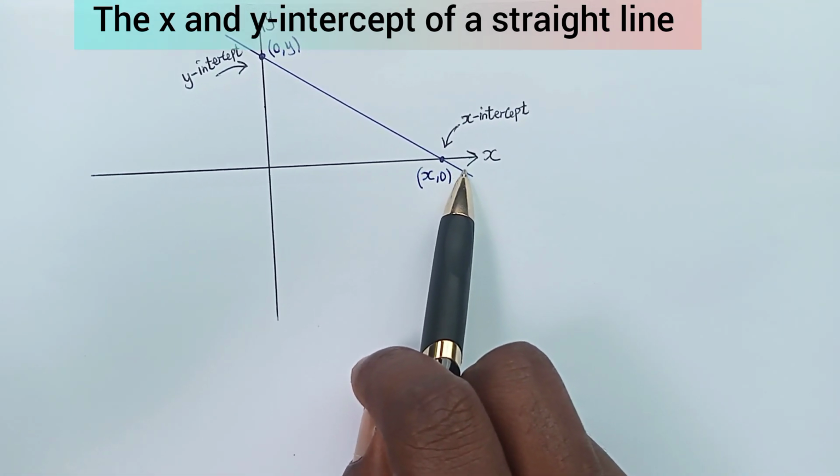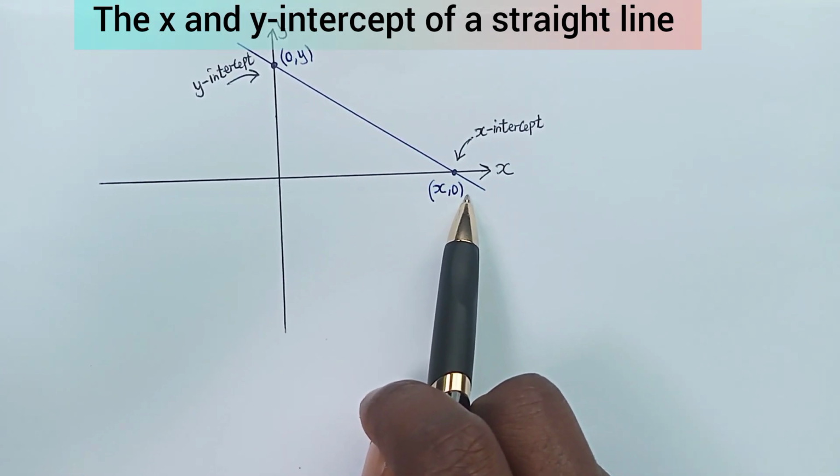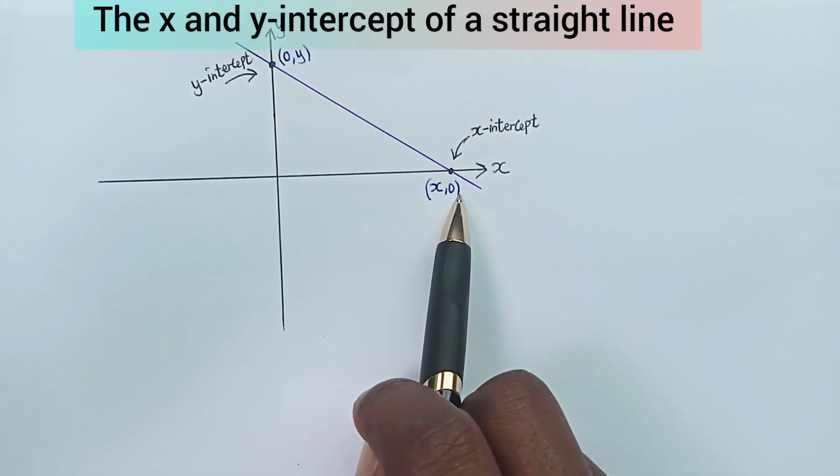So it will have a general format for the coordinate x, 0. That is, the y-coordinate always remains 0 along the x-axis.